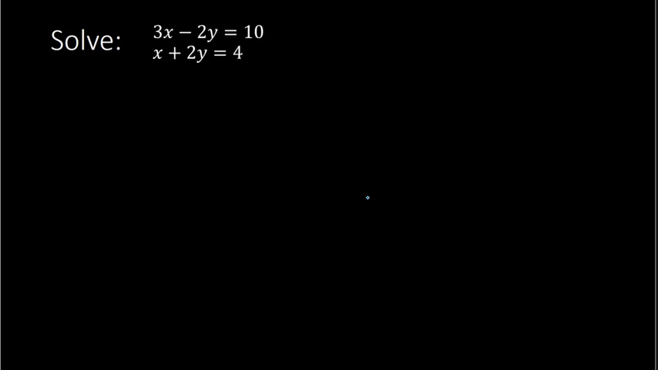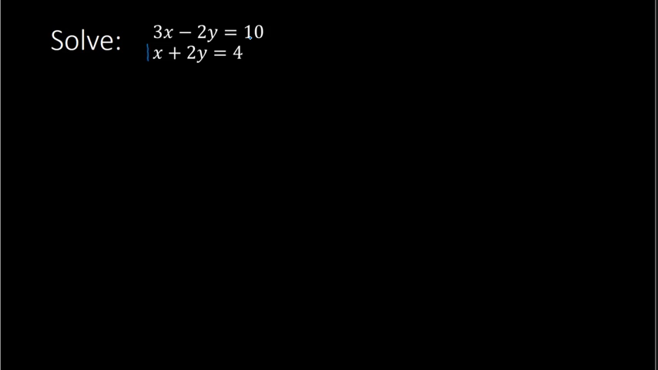Here is another example. We have 3x minus 2y equals 10, and x plus 2y equals 4. Again, to begin, I need to solve either equation for one of the variables. A little trick is to look for the variable with no number in the front, if possible. Sometimes that is not the case; sometimes every variable has a number in the front. But notice here, in the second equation, there is no number in the front. It's an assumed 1, right?